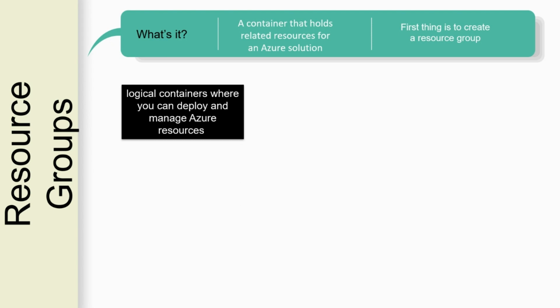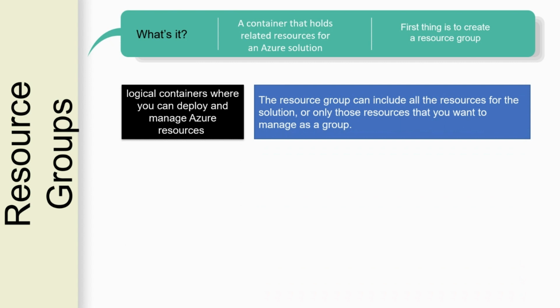Resource groups are just a kind of logical containers where you can deploy and manage Azure resources like web apps, databases, and storage accounts. These resource groups can include all the resources for the solution or only those resources that you want to manage as a group. Say, for example, if your resource group has 10 different Azure services or resources, if you want to manage only 6 out of them, then you can form a resource group only for those 6 items.